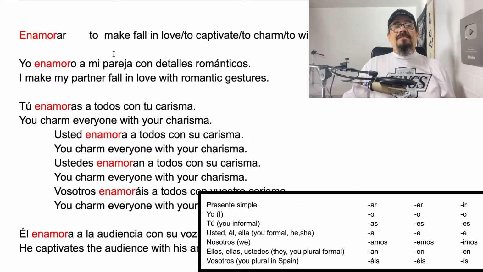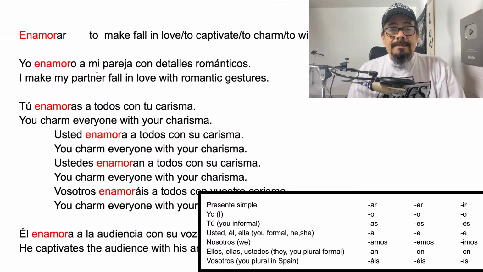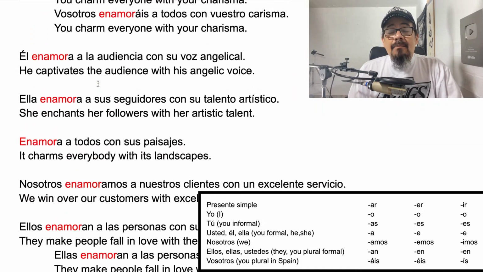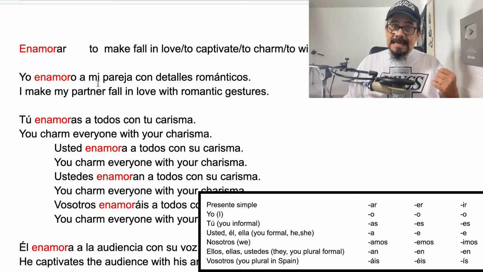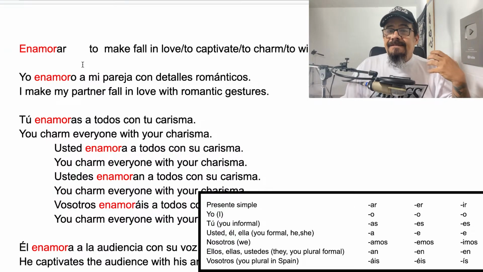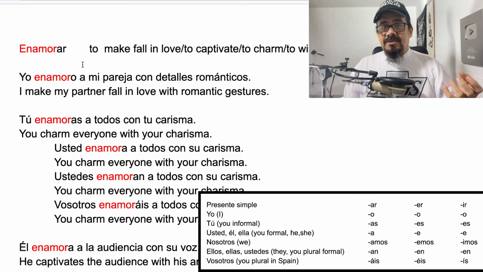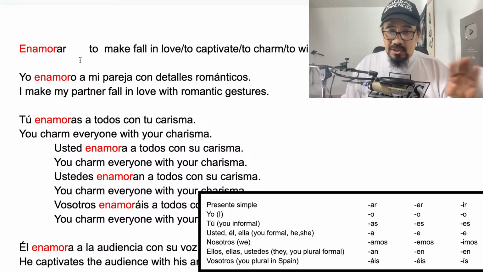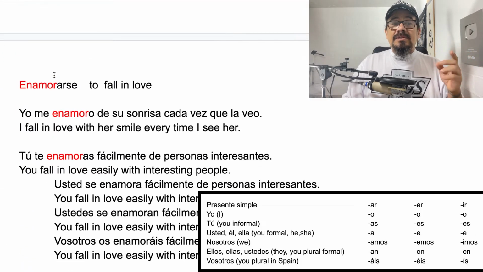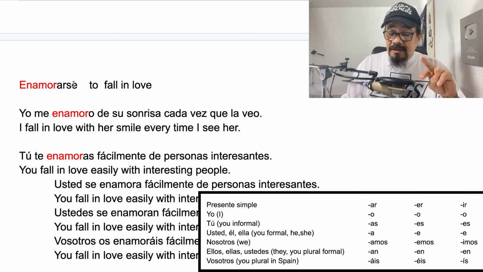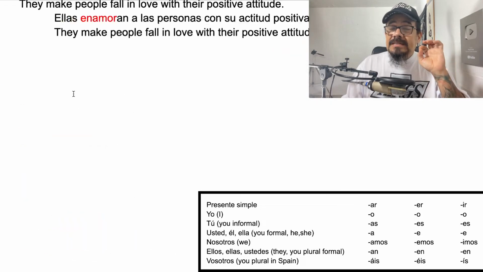Enamorar. This is one of the verbs that I wanted to talk about because enamorar can be used in two ways. Enamorar or enamorarse. Enamorar is basically to make someone fall in love, to captivate someone, to charm someone, to win someone's heart. But I also can use enamorarse, like a reflexive verb, which is to fall in love. Those are different ways to use the same verb, but the conjugation is the same.